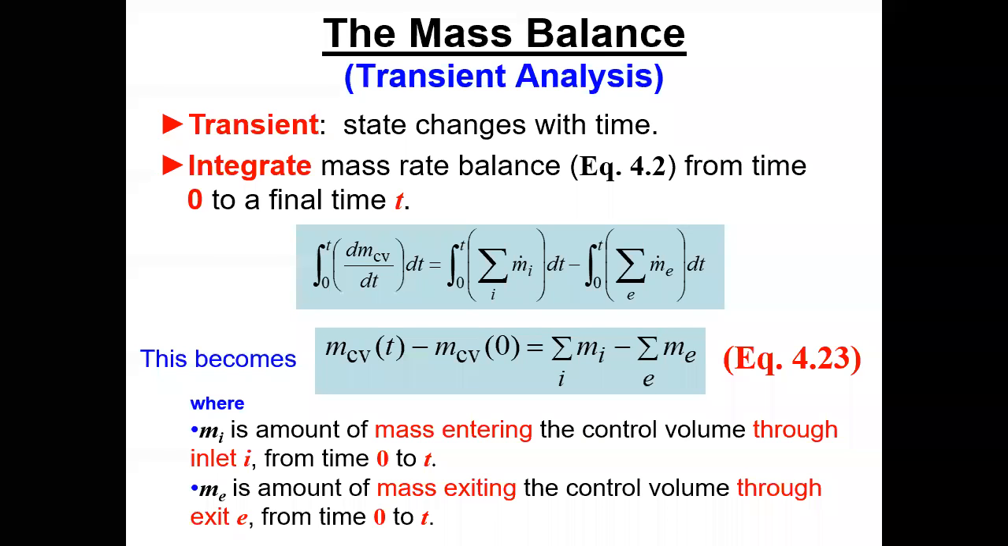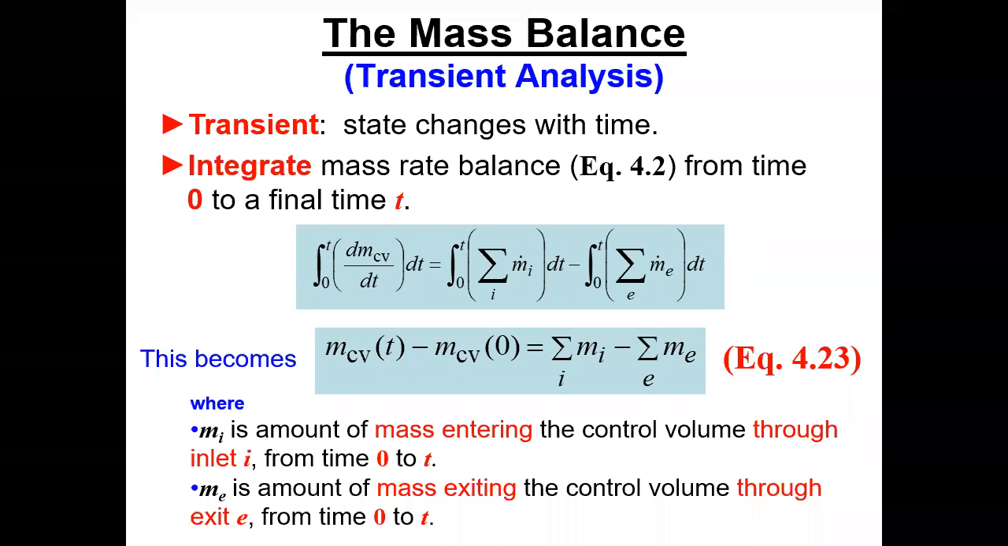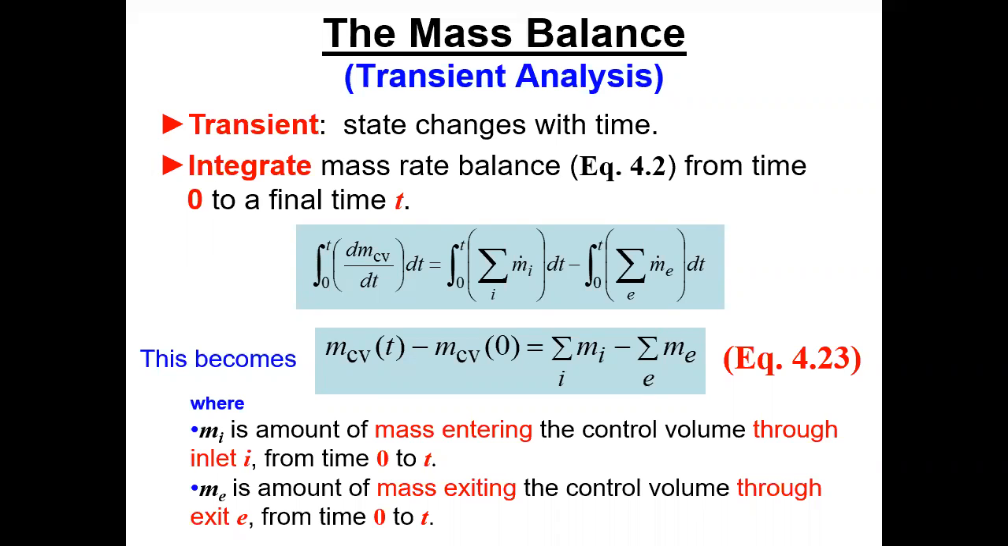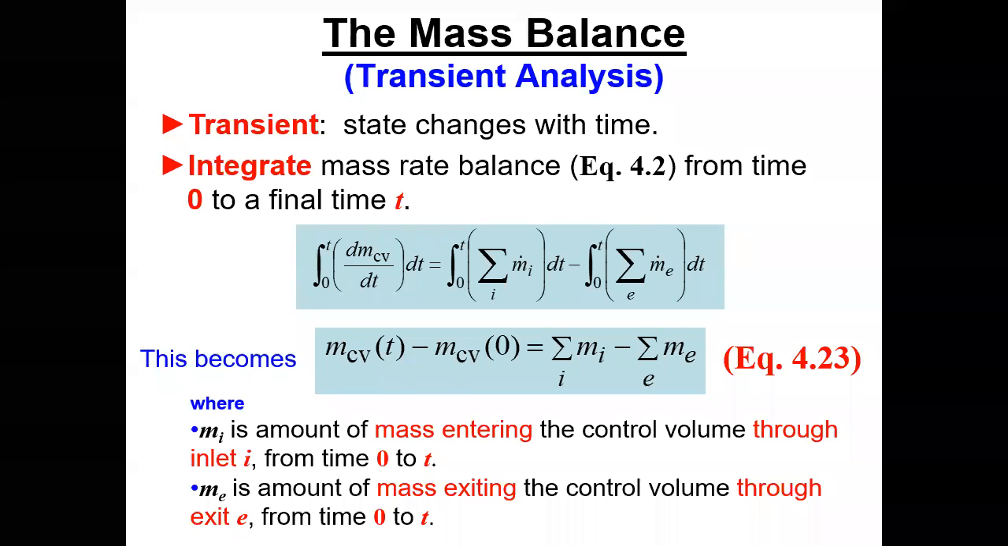And here are the definitions. M sub I is the amount of mass entering the control volume through inlet I from time 0 to t. M sub E is the amount of mass exiting the control volume through exit E between the start and the end of the time that you're interested in the problem, 0 to t.